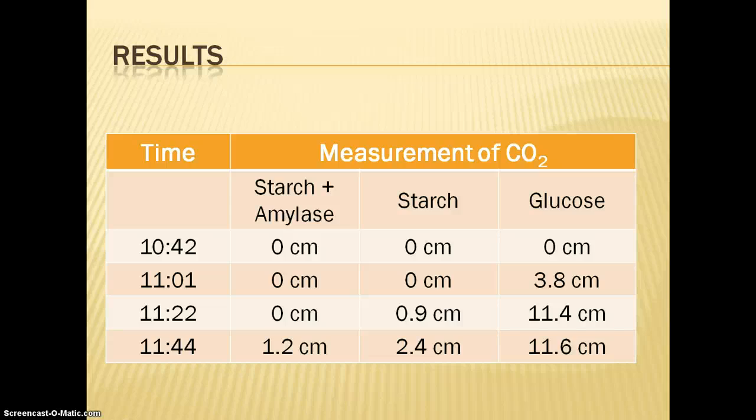So this can really give us our conclusion that glucose produced the most gas and starch the next amount, but starch and amylase produced the least.